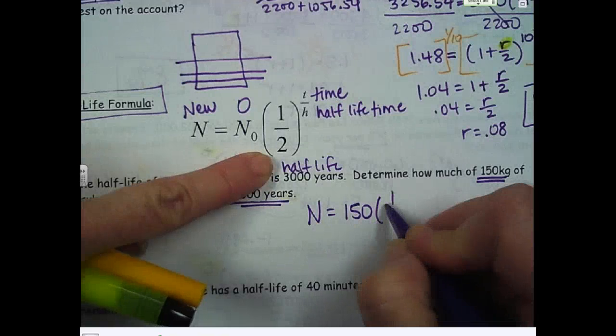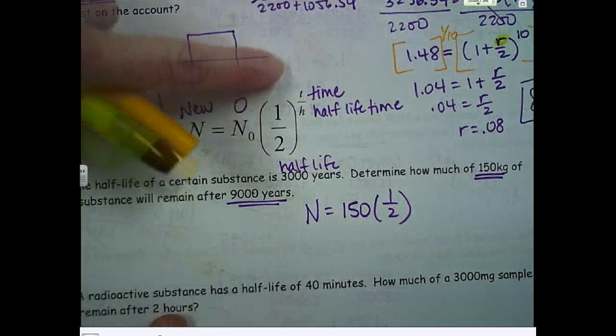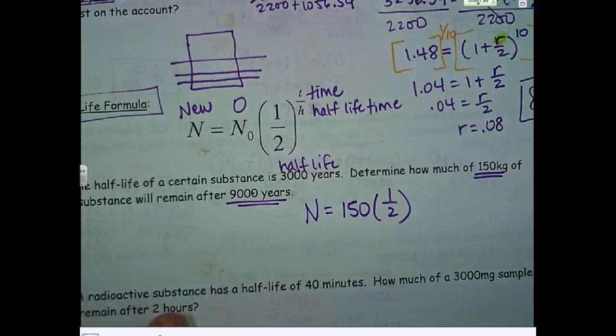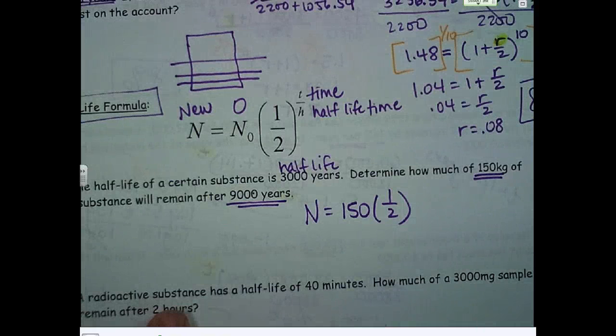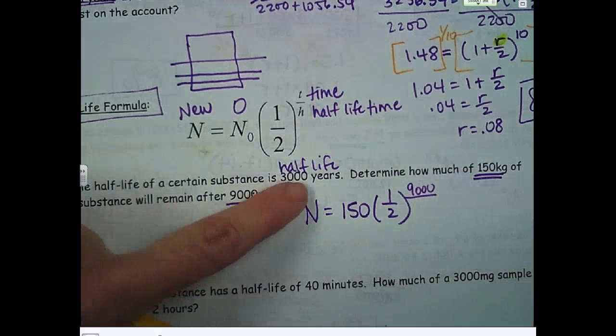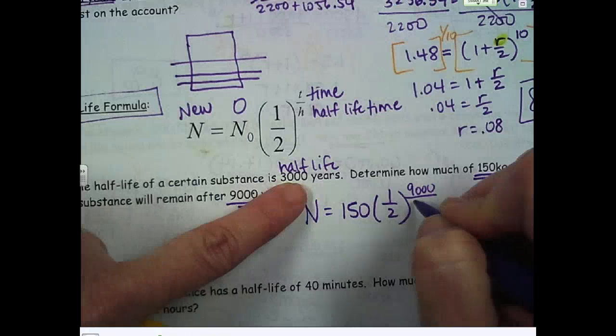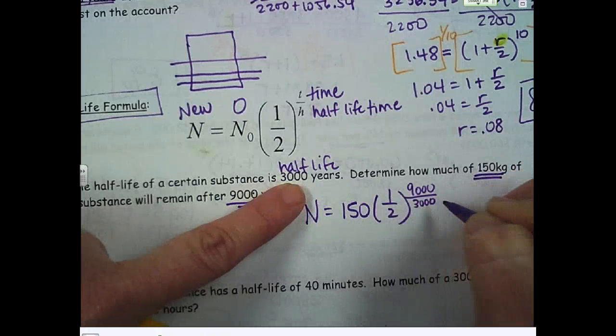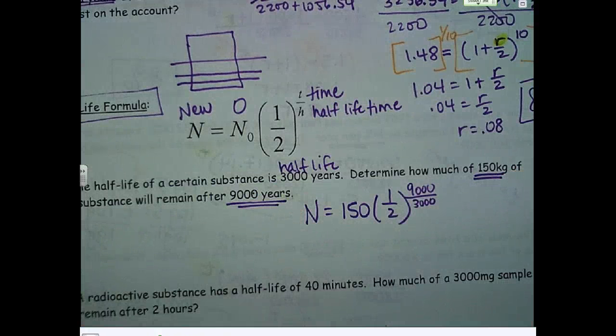So there's your 1/2. And then it calls for time over half-life time. So how long is it going to decay? What's the time? 9,000 years. And what's the half-life time? Good, 3,000 years. So that's an easy one. Type it straight in your calculator.